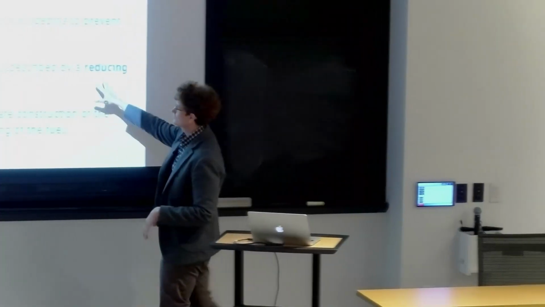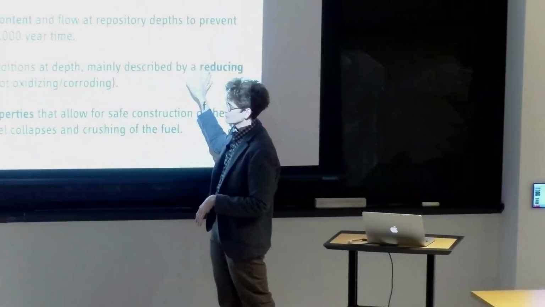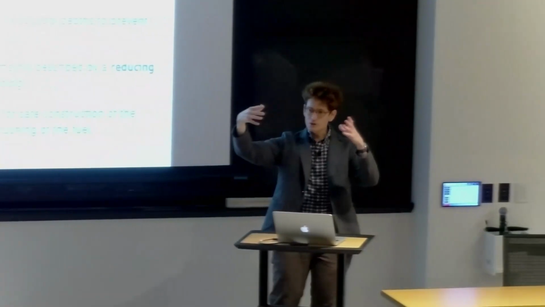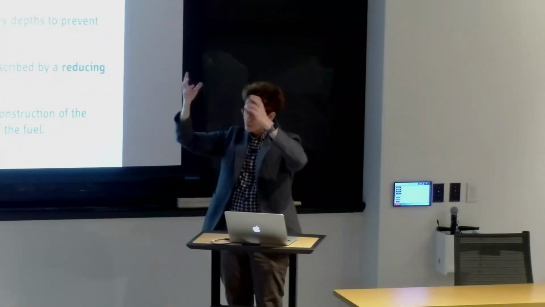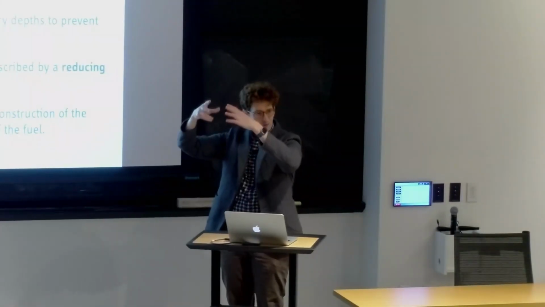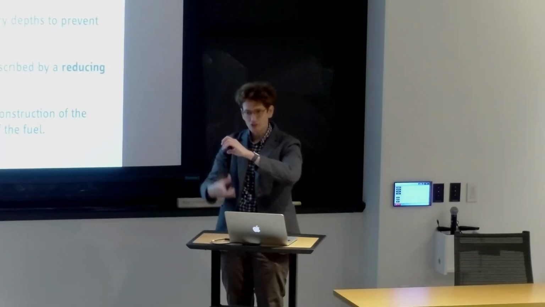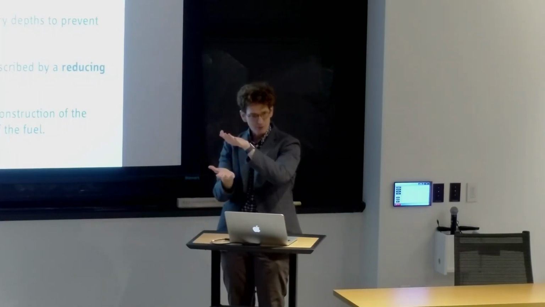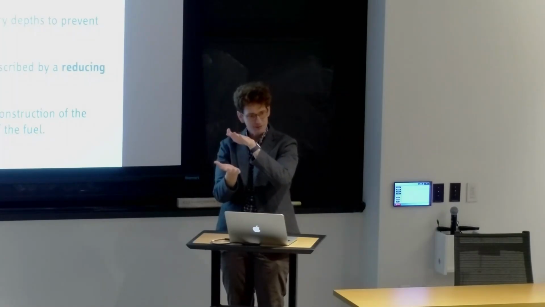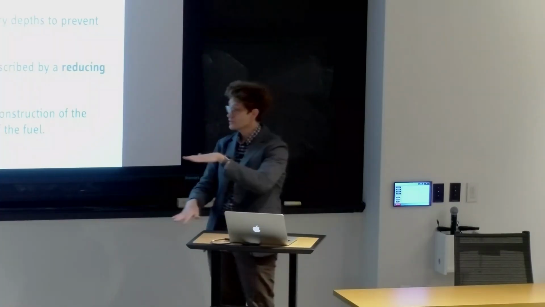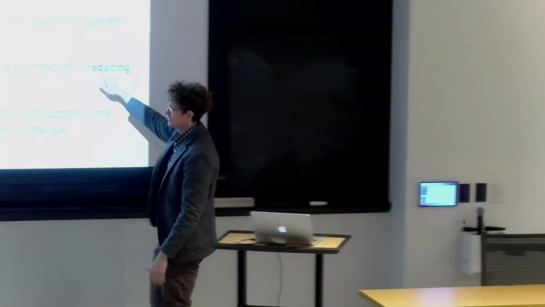Stable chemical conditions. Mainly this means a reducing environment rather than an oxidizing environment. Typically for most geologies, if you are above the water table, you have water percolating through the air, then through the ground and settling in the water table, constantly bringing dissolved oxygen into that environment. So above the water table, you are typically in an oxidizing environment. Below the water table, you are typically in a reducing environment. So this is a third one.